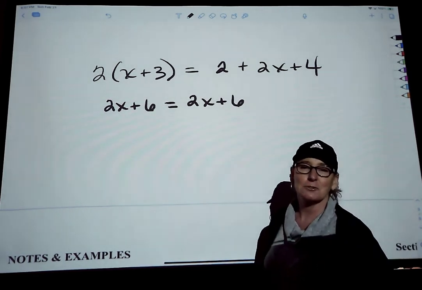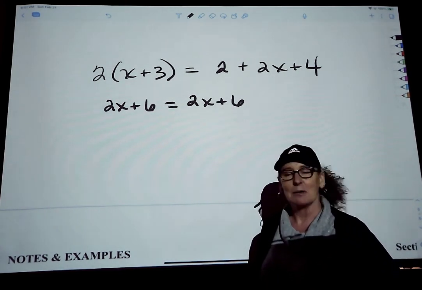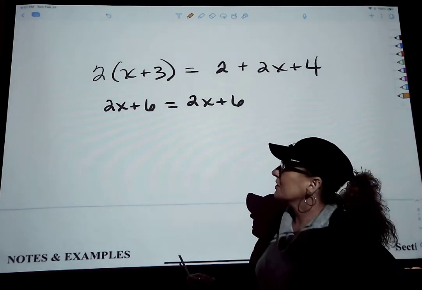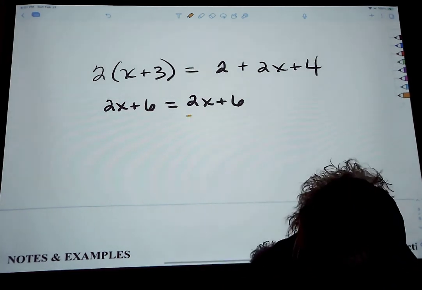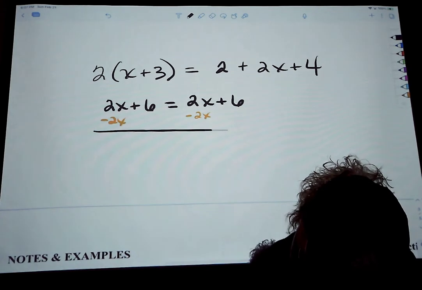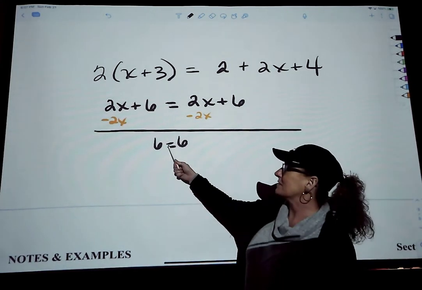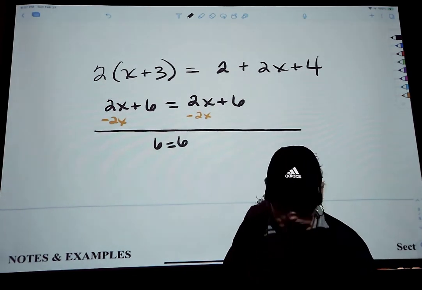Some of you realized when you got to this point, wait, something weird just happened. Some of you were clueless and you just kept going. You're like, oh, I'm going to get all my x's on one side. And then all of a sudden you wouldn't have any x's left, and you're left with 6 equals 6. Why, yes it does. Here's what that means.